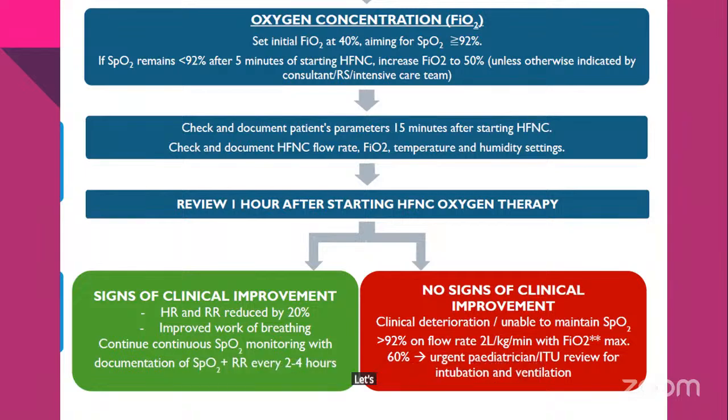Let's say that there are no signs of clinical improvement. Deterioration, or unable to maintain SATs. The flow rate is at max, and we're still getting SATs of below 92%. The one thing I would like to stress is that high flow is not a magic wand. If it's clear that it's not working, you don't fool yourself into thinking it is. You don't keep on doing it. You just decide, we tried it, it failed, we need to proceed to something more advanced.